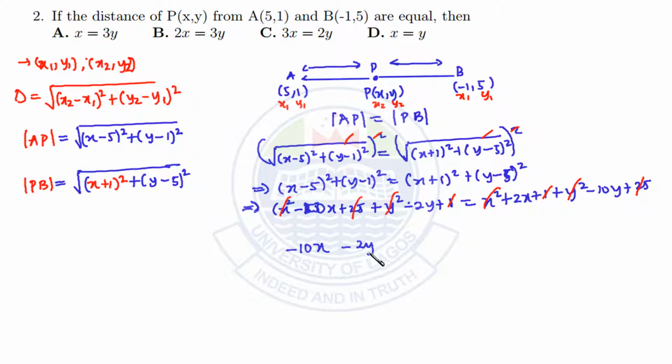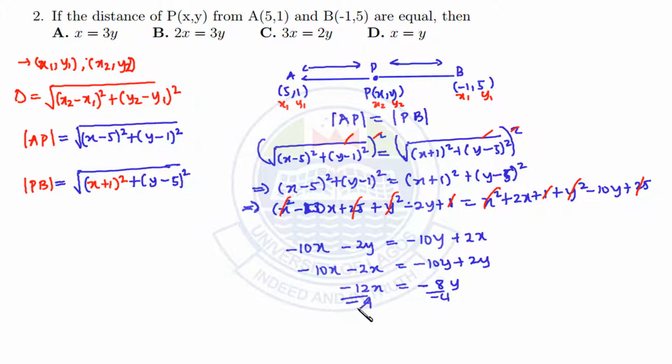So I'm left with minus 10x minus 2y to be equal to minus 10y plus 2x. So if I collect like terms, if 2x comes to the other side, I'm going to have minus 10x minus 2x to be equal to minus 10y plus 2y. That means I'm going to have minus 12x to be equal to minus 8y. And if I divide both sides by minus 4, I'm going to have 3x equal to 2y. So this is the relationship between them. So 3x is equal to 2y.